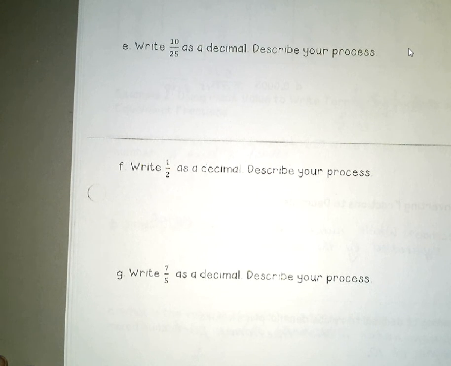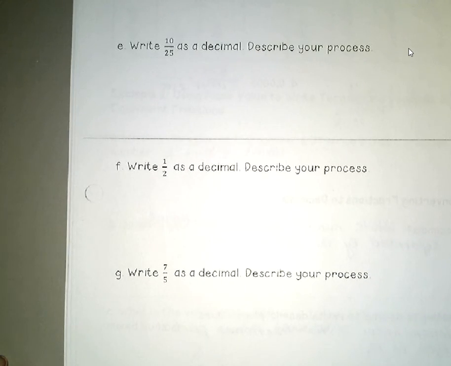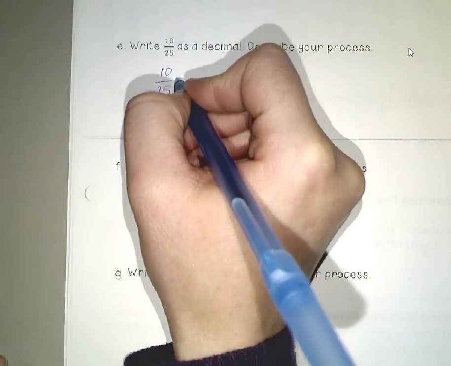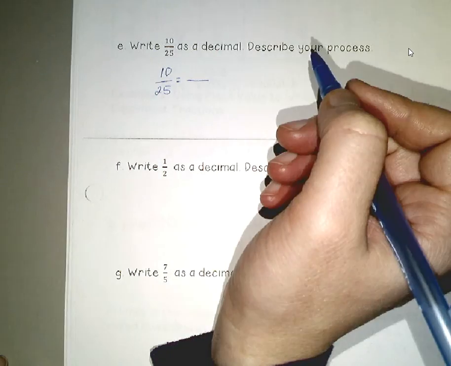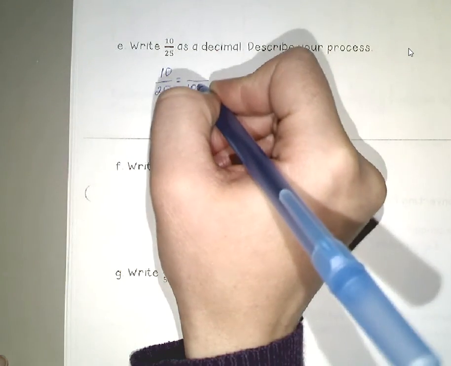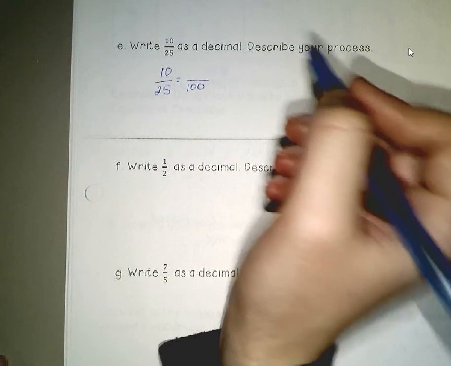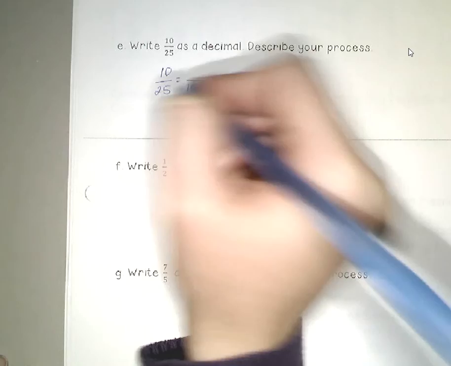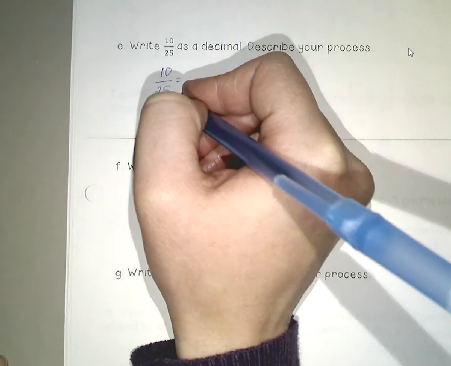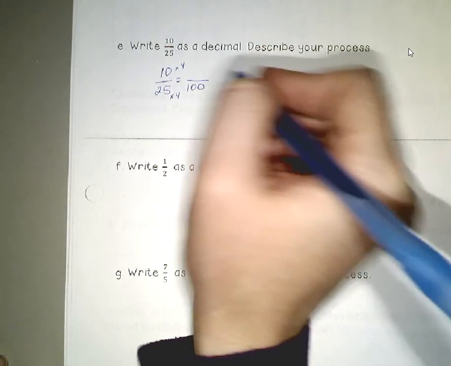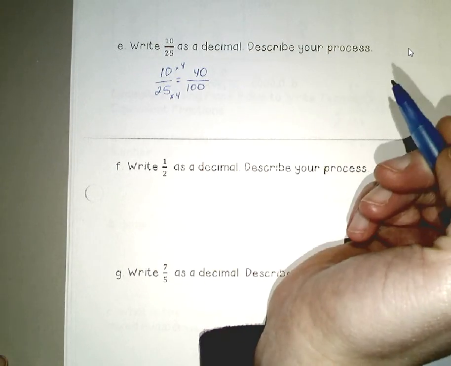Okay. E, write 10/25ths as a decimal. So again, 10/25ths is not convenient for us. We want to have a multiple of 10 in the denominator. The first number that will exceed 25 is going to be 100. And if I multiply 25 by 4, I get 100. I will also need to multiply 10 by 4 to get 40. And I will get 40 hundreds.